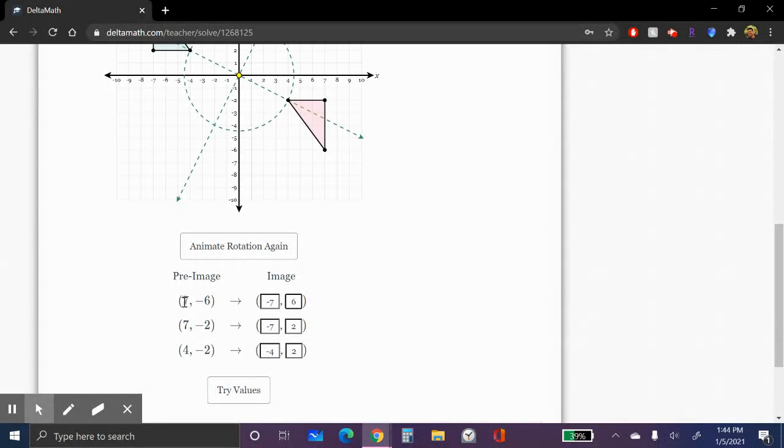All right. So with the 180, you just take the opposite of it. So the opposite of 7 is -7. The opposite of -6 is +6. So the 180s are pretty simple. The 90s and 270s are a little bit more advanced on knowing what to do.